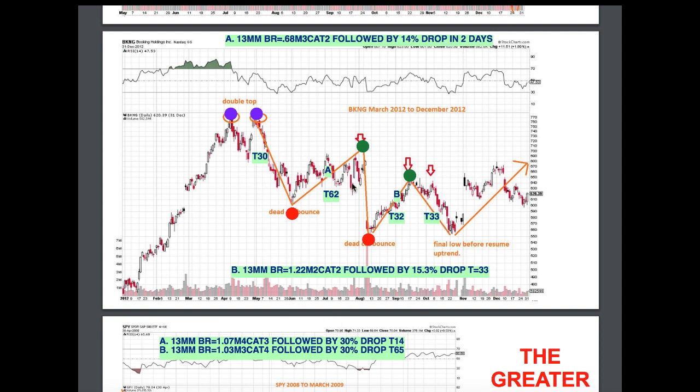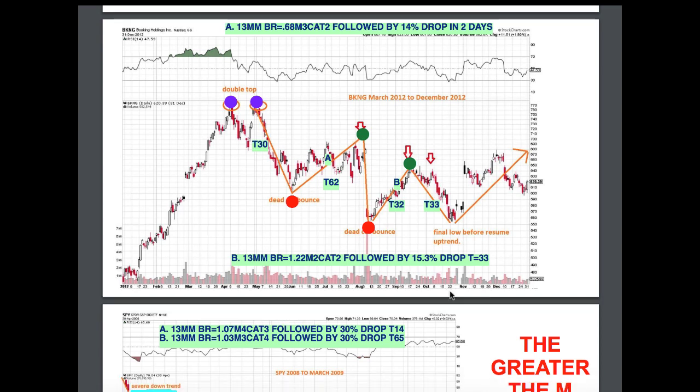Now if you look at the bounce B situation, you see how these metrics are increasing from 0.68 to 1.22, okay, and it is followed by a bigger size drop of 15.3.